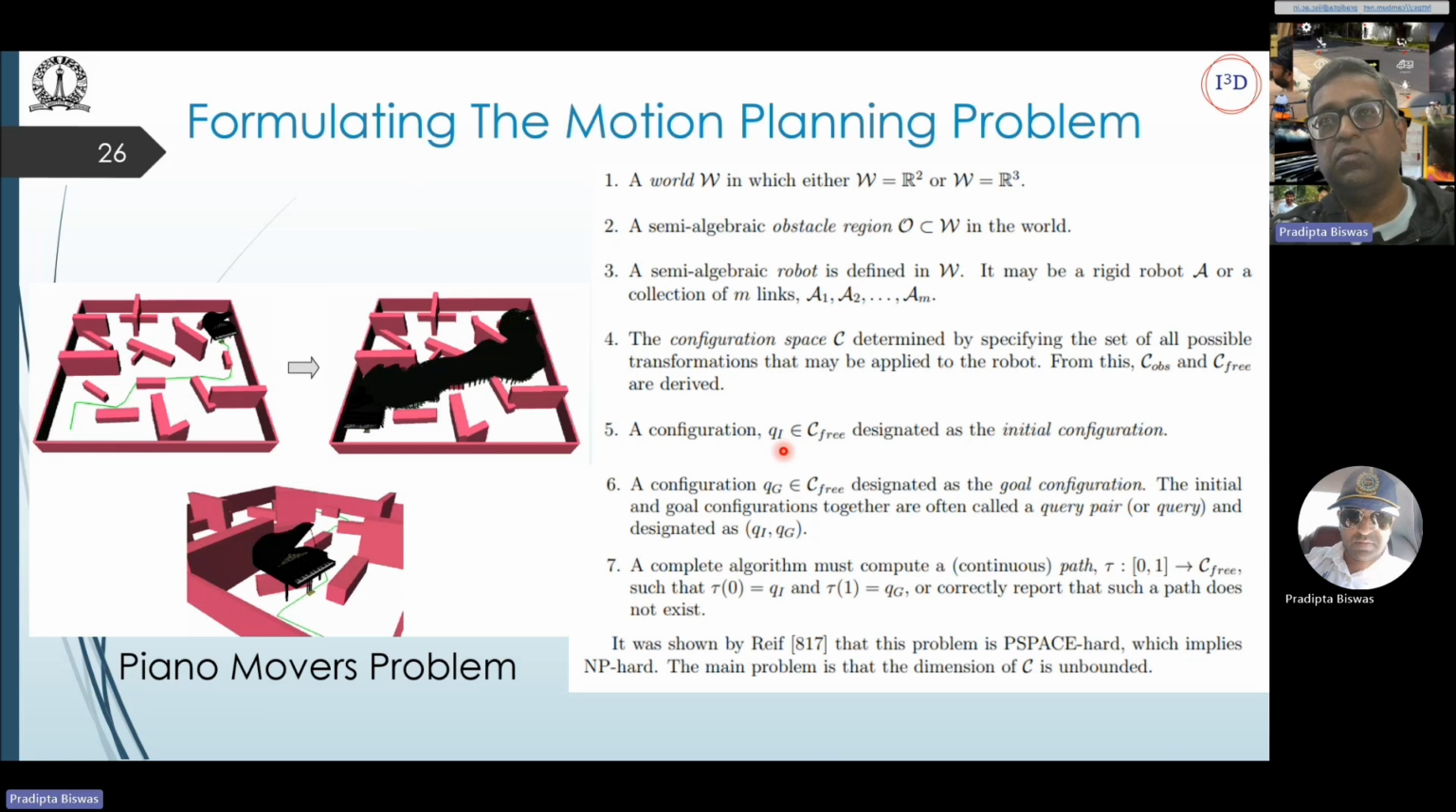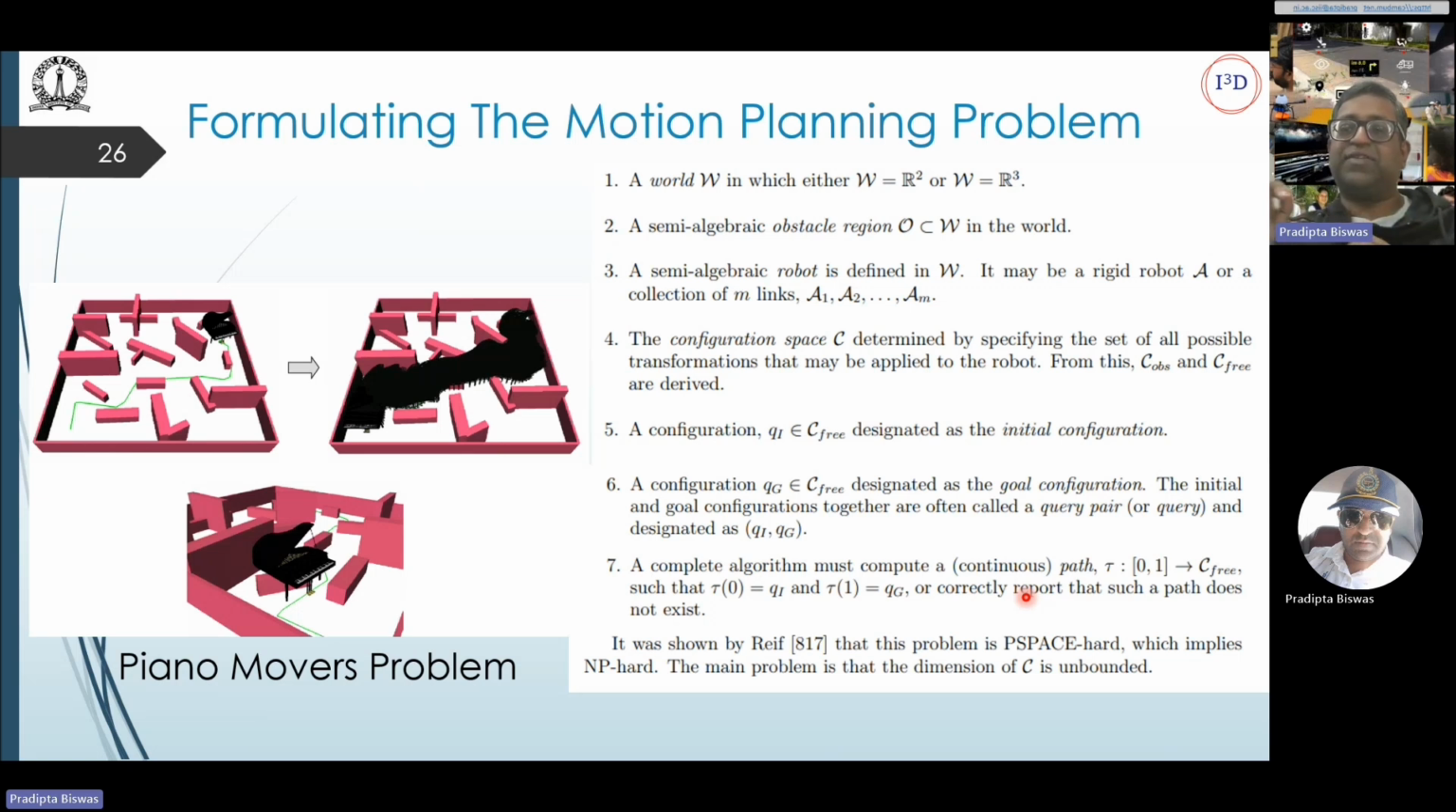A configuration Q, a point in the configuration space, will represent the initial configuration of the robot, considering both its position and orientation. And then we will also define another point as the goal configuration. The motion planning algorithm sets another set of points which will connect this initial configuration to the goal configuration.